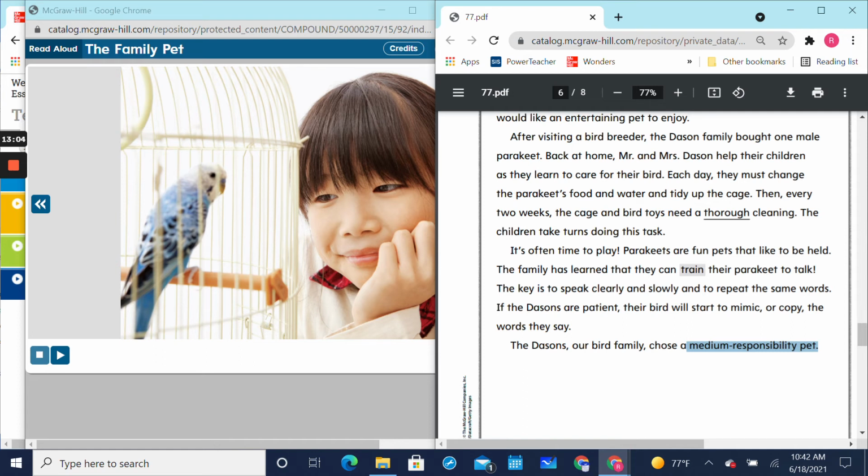So first we read about a low responsibility pet where you didn't have to do a lot to take care of it. Then we read about a medium responsibility pet where we had to do some stuff to take care of it, but not a bunch of things. What type of pet do we think we're going to read about next? I predict that, based on the fact that we read about a low responsibility pet, and then a medium responsibility pet, next we're going to read about a high responsibility pet. I think we're going to read about a pet that requires a lot of care and things that you're supposed to do.